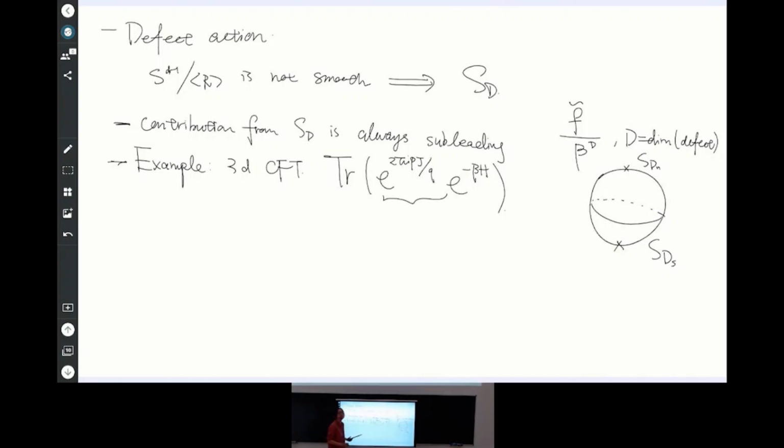Yes. Am I running out of time? Remember there was a 1 hour talk? Oh, okay. So let's see. Let me just write down the defect action to give you a sense of what it really looks like, and then I will finish there. Sorry. Okay.